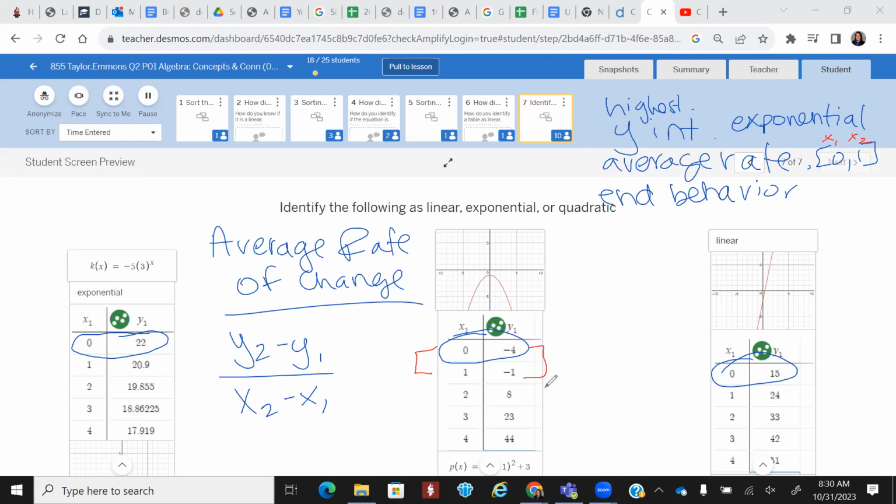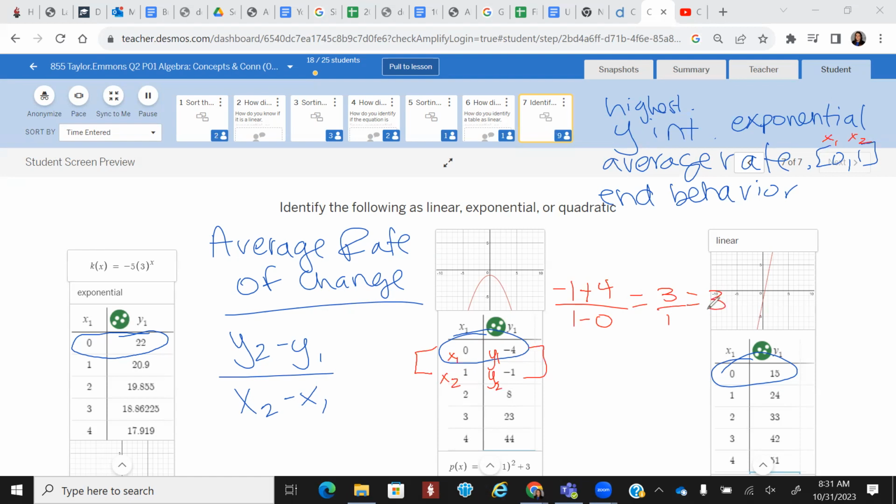So on here for the quadratic, we have x1 is 0, x2 is 1, y1 is -4, y2 is -1. I'm going to take that and plug it into my formula. So I'm going to have -1 minus -4, which will make that plus, 1 minus 0 on the bottom. When I simplify this, it's going to give me 3/1, which equals 3.